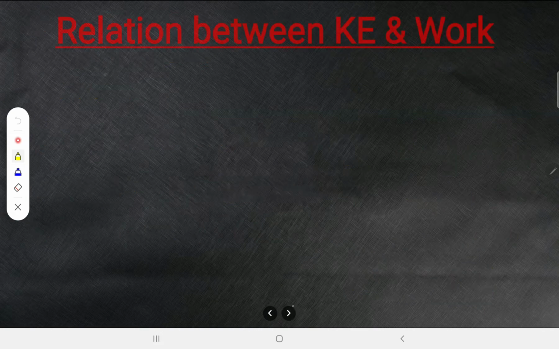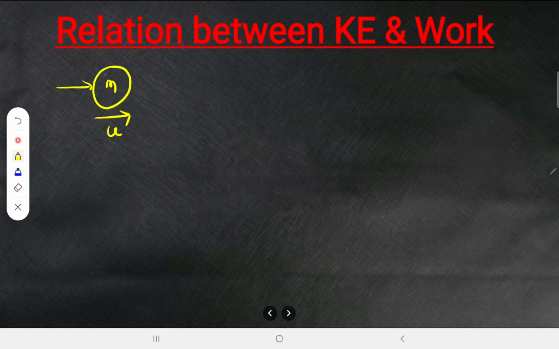Now moving forward, what is the relation between kinetic energy and work? Already I have told you that work and kinetic energy are linked with each other, but let us try to get some more good relationship here so that it helps you in doing the numericals. Let us take this body of mass m which was moving with velocity u, for example.